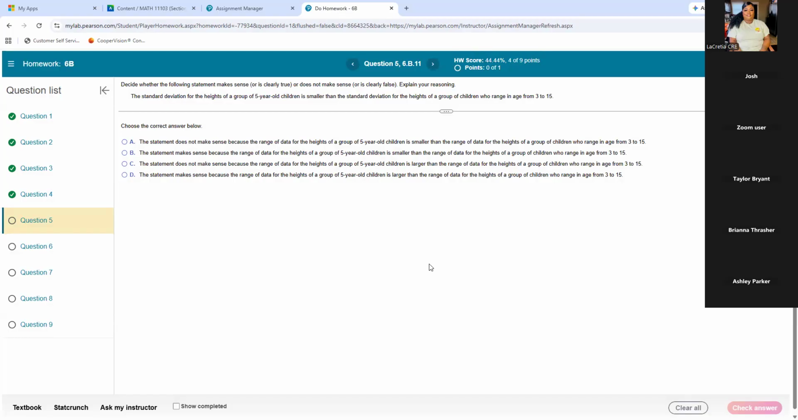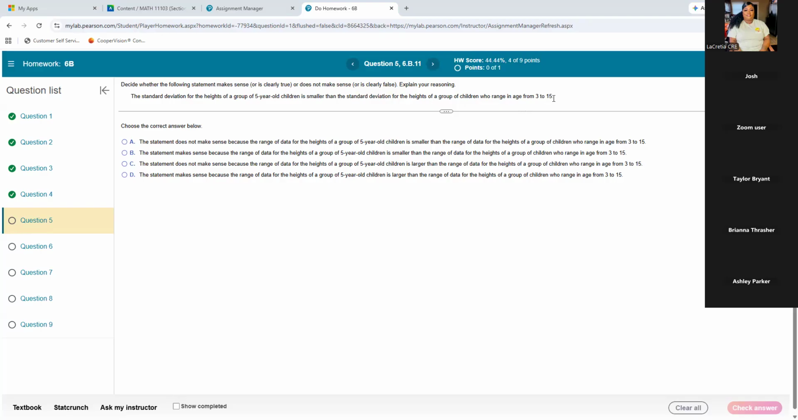Let's see what they want to, does this make sense or not? Let's see. The standard deviation for the heights of a group of 5-year-old children is smaller than the standard deviation for the heights of a group of children who range from 3 to 15. Well, y'all, I would think you would have more deviation in the 3 to 15, right? You're going to have little kids and you're going to have teenagers. A lot of difference in height. To where the 5-year-old children should be really, really close in height.